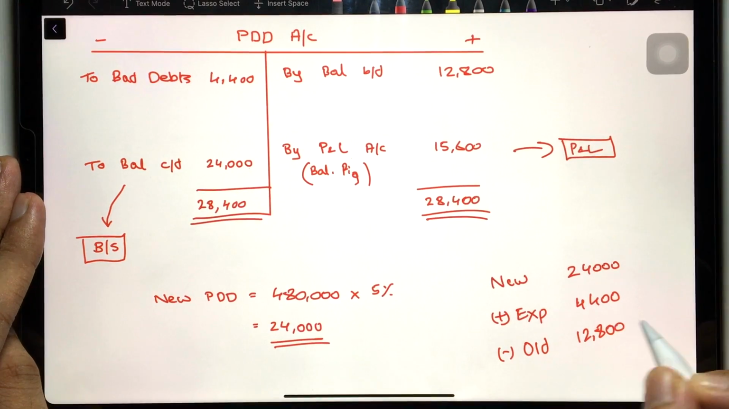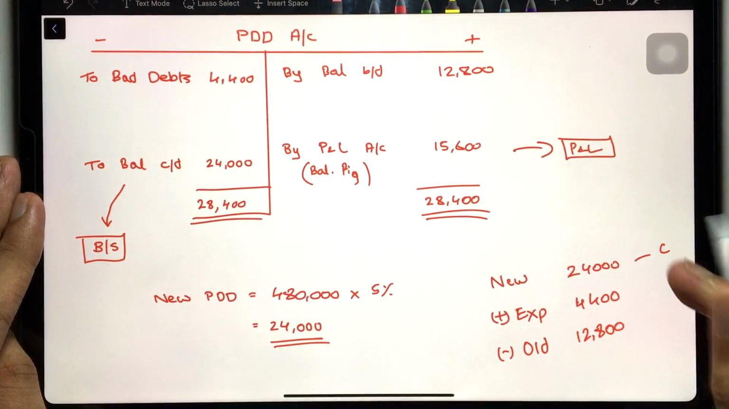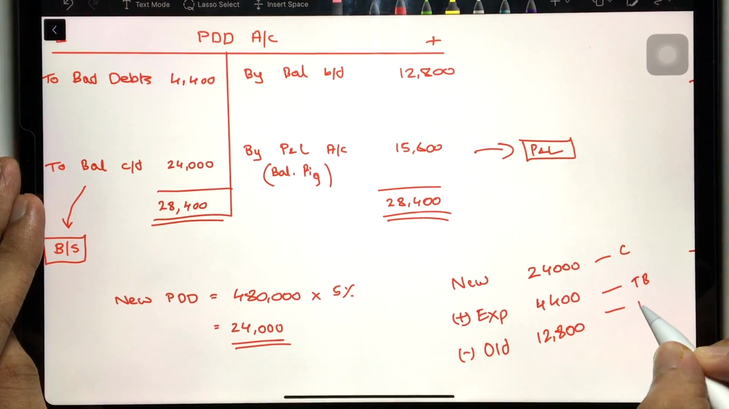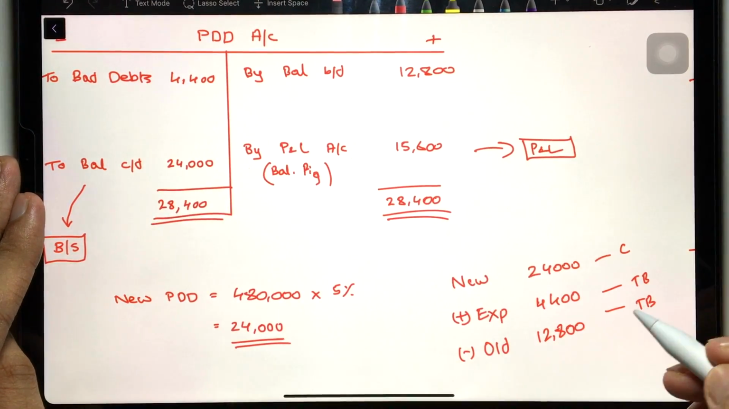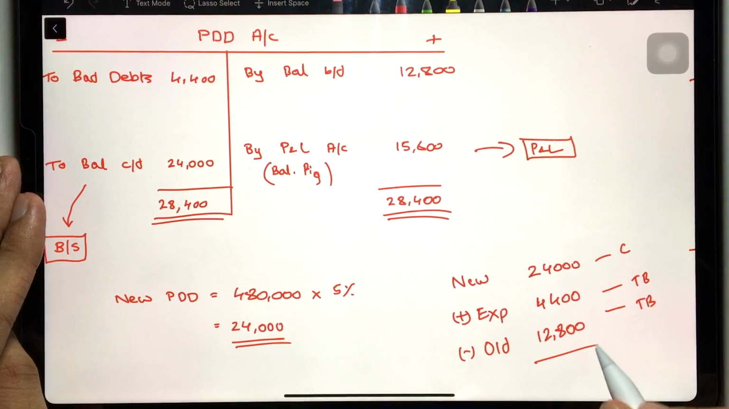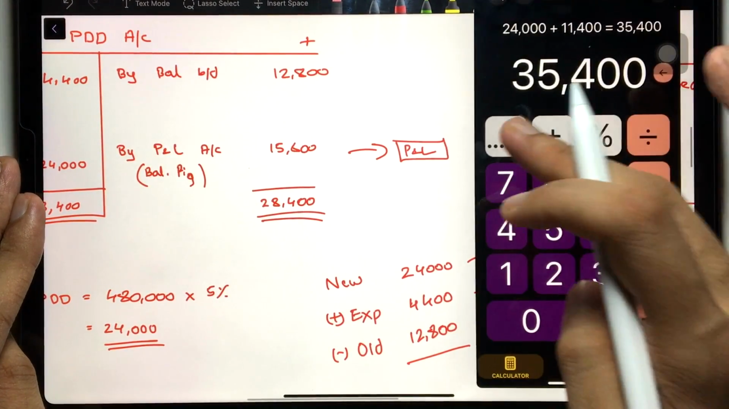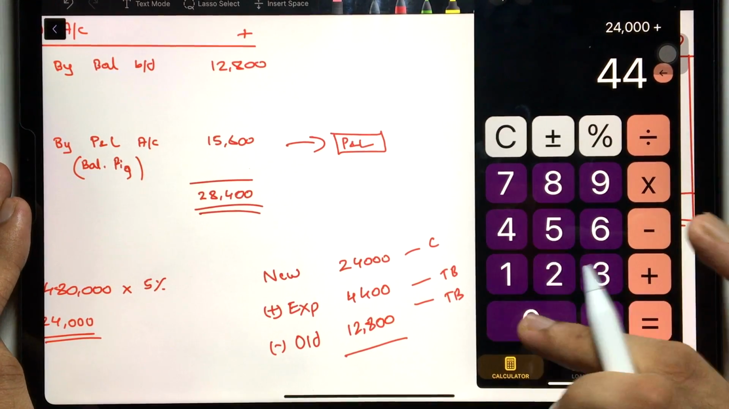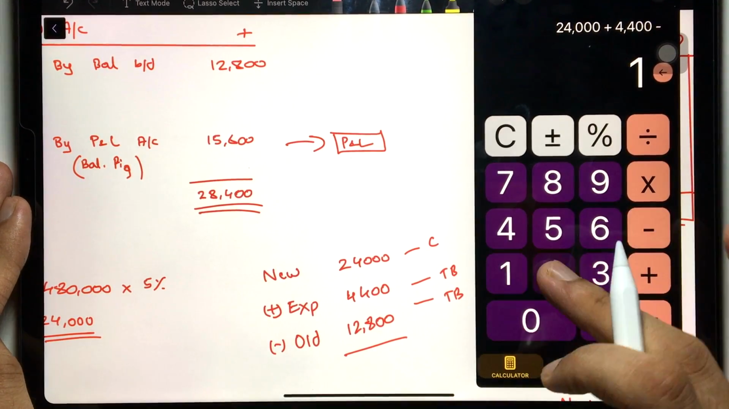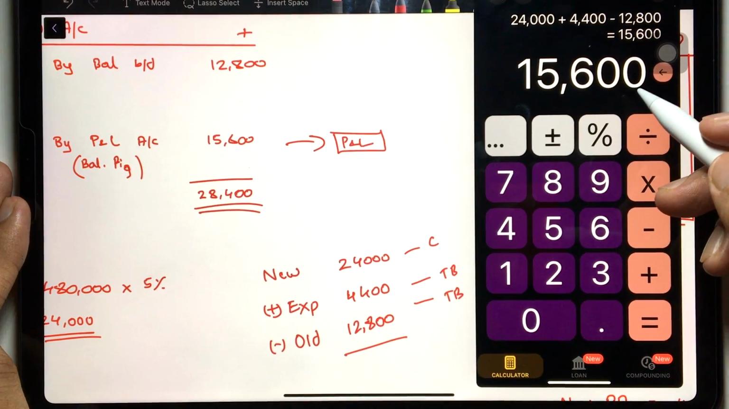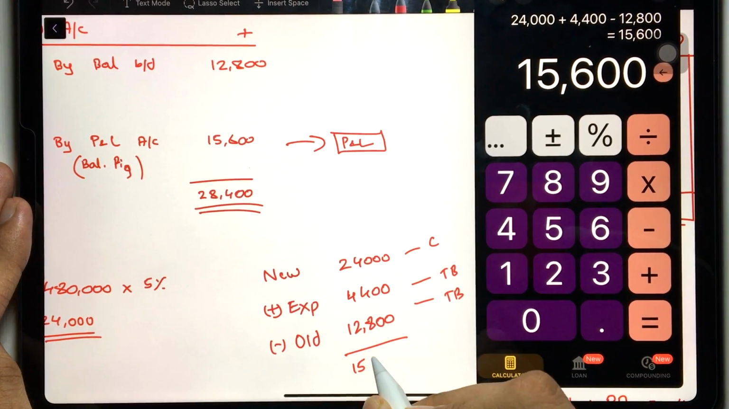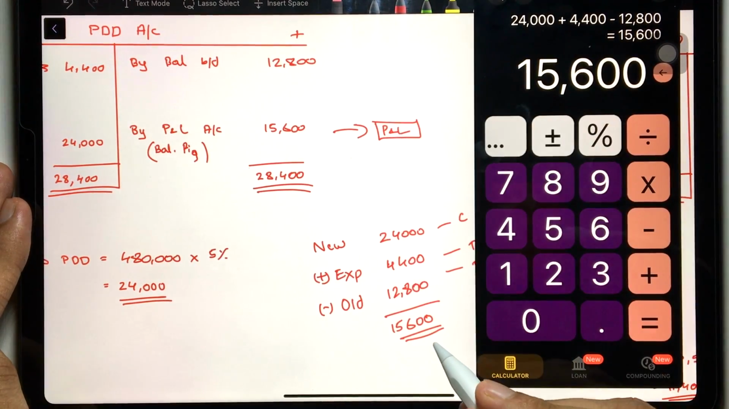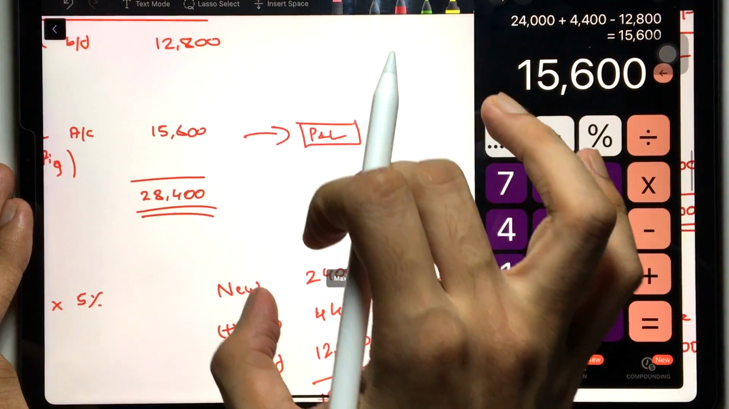Now see, how will you get these details? This you have to calculate. Now this and this you will get from trial balance. Since you are not preparing this now, so like this you will do. So when you will do this, 24,000 plus 4,400 minus 12,800, that's equal to 15,600. Clear? So as you can see, here also 15,600, here also 15,600. So this is a shortcut. Let me just write that.